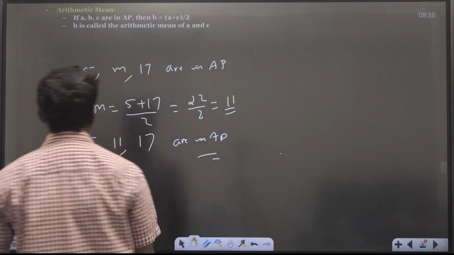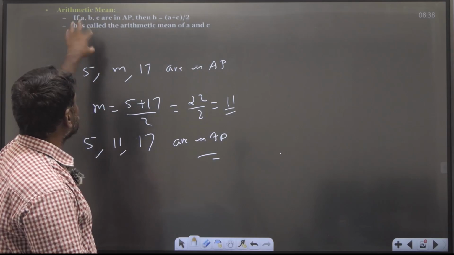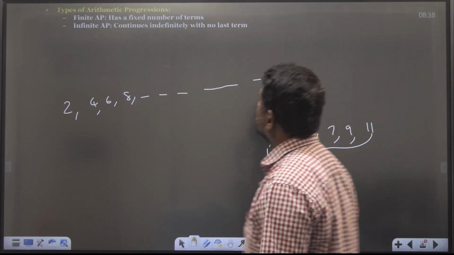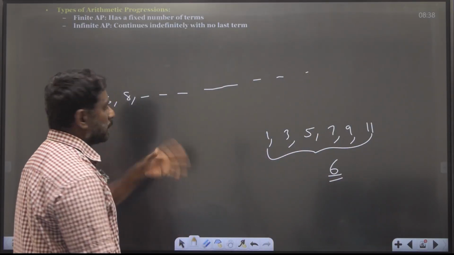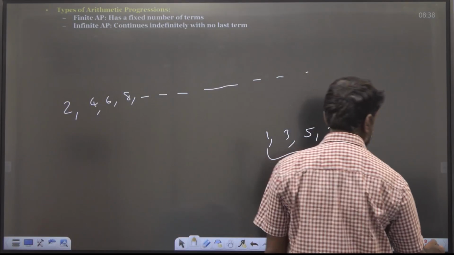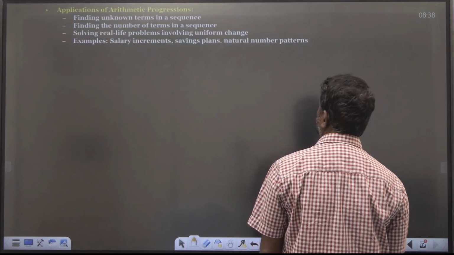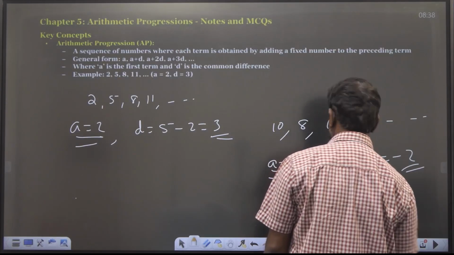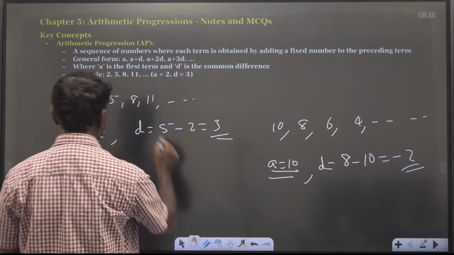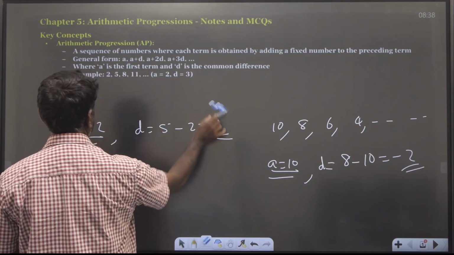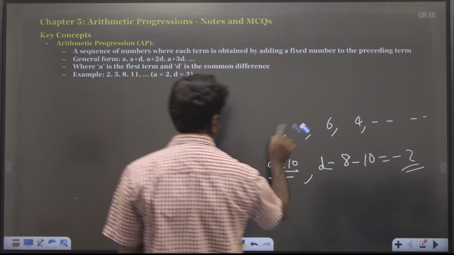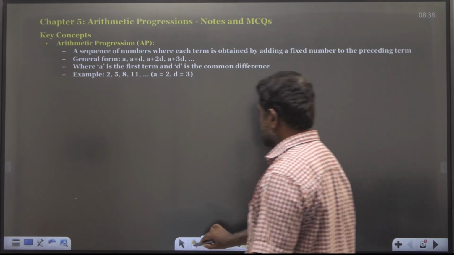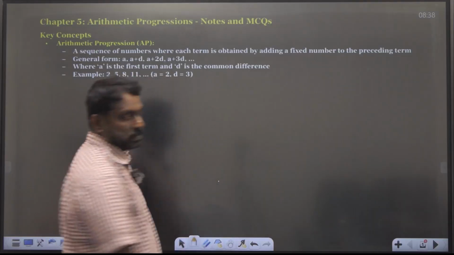Then about arithmetic mean. If A, B, C are in AP, then B is equal to A plus C by 2. Then finite and infinite AP, already we discussed it. These are some application problems. Now we are going to do some questions from this chapter, some more questions from the NCERT book. These are the important theory parts of this chapter.